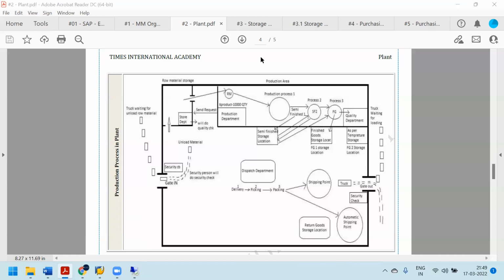Sir, iron, steel, nuts and bolts, parts, engine different parts, chassis, steering wheel, tires, all are required.